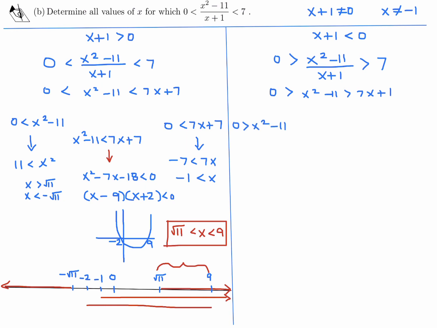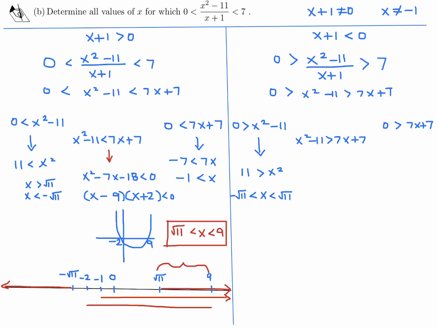The first one, that inequality. The second one, x squared minus 11 is greater than 7x plus 7. And then, of course, the last one, that 0 is greater than 7x plus 7. Okay, let's take it again as we did before. So that means x squared is less than 11. If you take the square root, x will basically be less than root 11 and greater than negative root 11.